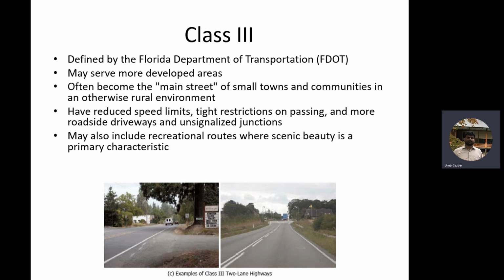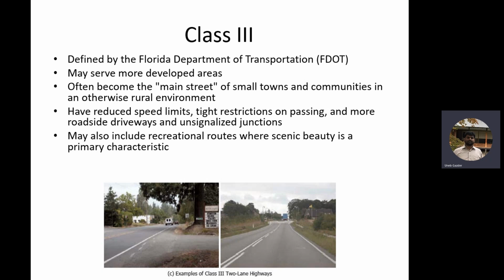Main street means a street which takes you from one corner to the other, or which carries most of the volume of that town. That's a main street. So it has reduced speed limit, tight restrictions on passing, and more roadside driveways and unsignalized junctions. We have discussed for multi-lane highways as well. If we have unsignalized access, we just consider them access points. We don't consider them as intersections.